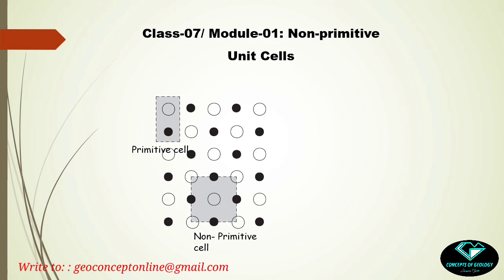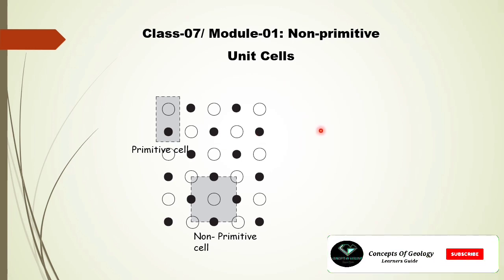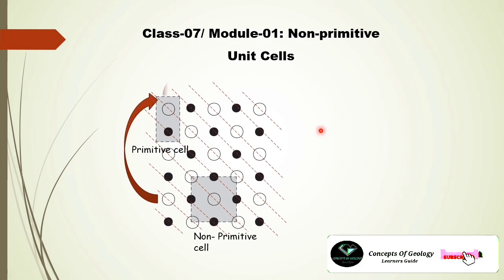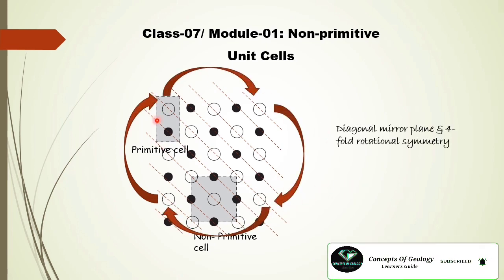Let me explain that. Think of this lattice. This is a square lattice and possesses a 4-fold rotational symmetry. Suppose this is the lattice of sodium chloride, and the motifs here are sodium atoms and chlorine atoms. So the arrangement becomes like this. The symmetry of the lattice is diagonal mirror planes and a 4-fold rotational symmetry.